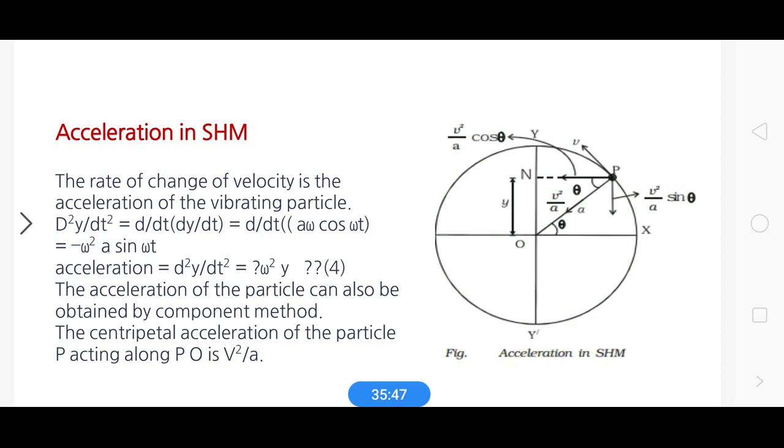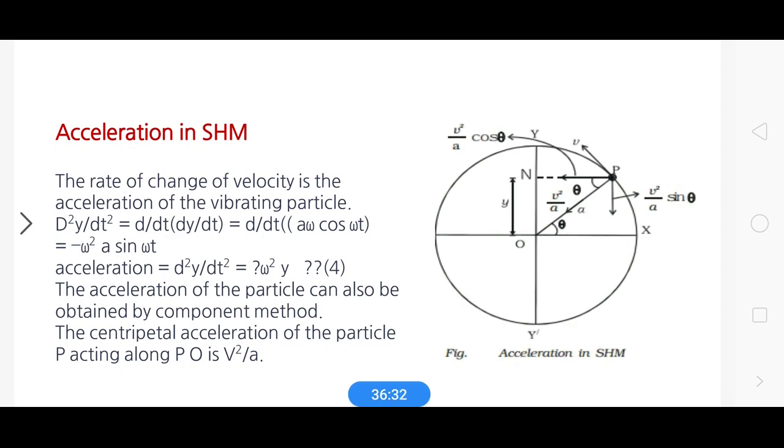When the particle is in the circular path, there is a force acting on the body in the circular path. What is it? It is the centripetal force. It is always acting towards the center. And what is the value of centripetal force? It is m v square by r. Here r is equal to a, the radius of the reference circle, so the centripetal force is equal to m v square by a. Whereas v square by a is the acceleration of the particle, that is, the centripetal acceleration acting towards the center.